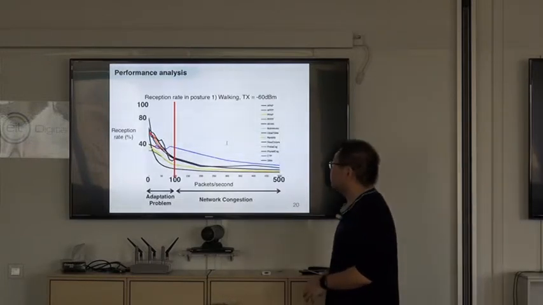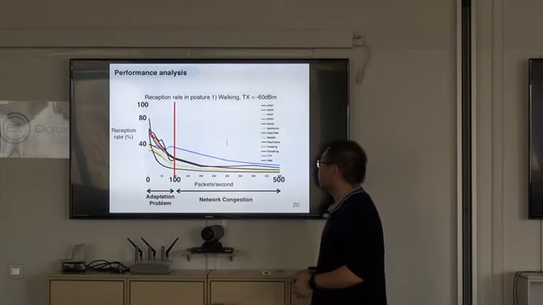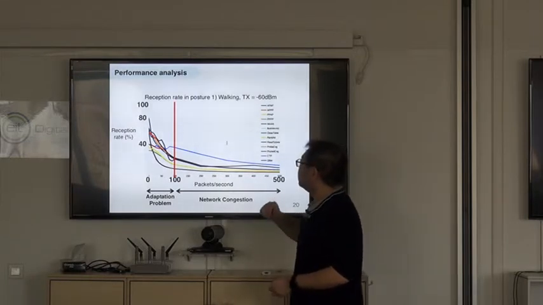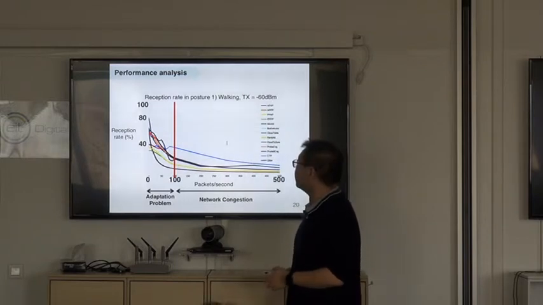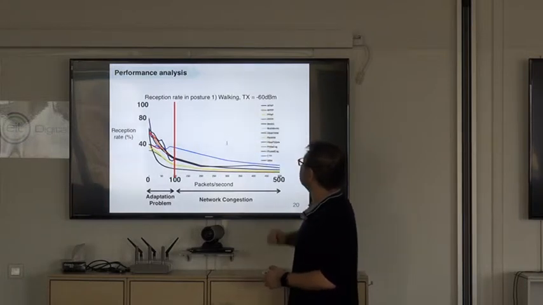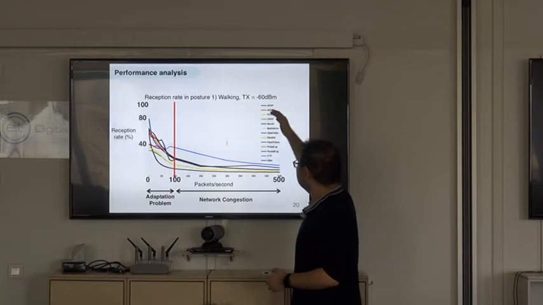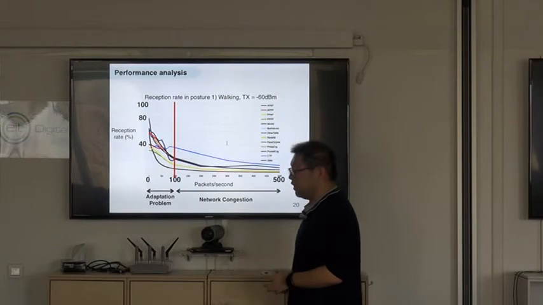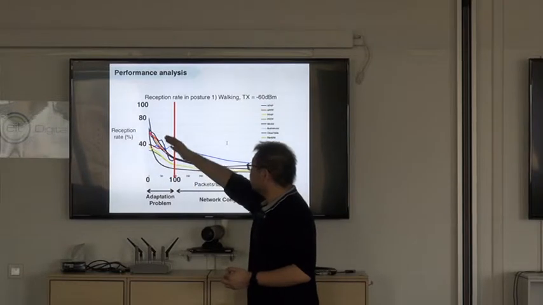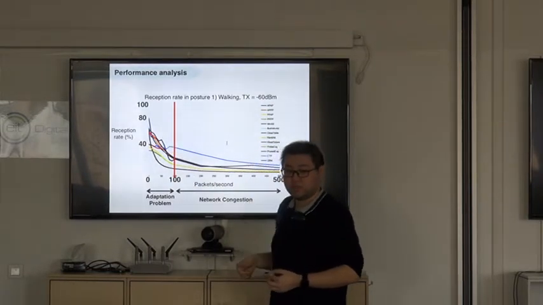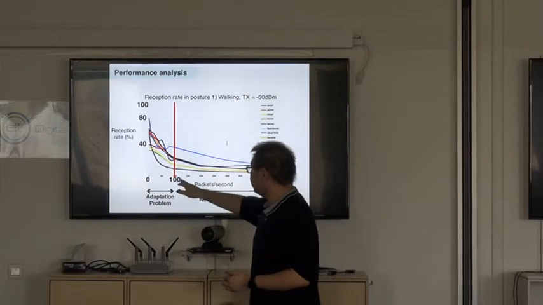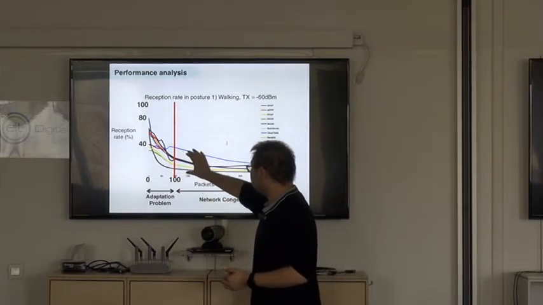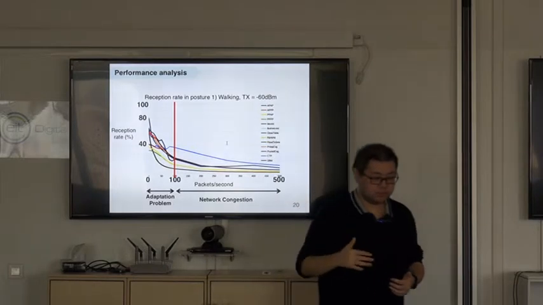So here's the first result we can see. This is the comparison of the reception rate in posture 1 working, where the transmission power is relatively low at -60 dBm for all the different strategies, with the packet rate increasing up to 500 packets per second. In these figures, we can see the reception rate decreased very fast, and after 100 packets per second, the reception rate still stays very low.